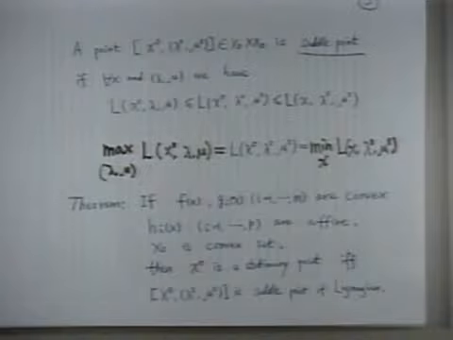So we say a point x0 and also the multiplier lambda 0 mu 0, we say this is a saddle point if what? If I fix x0, for any other lambda and mu, my lambda 0 mu 0 is what? The maximum. Okay? And then if I fix lambda 0 and mu 0, for any other x, my x0 is what? The minimum. Okay?